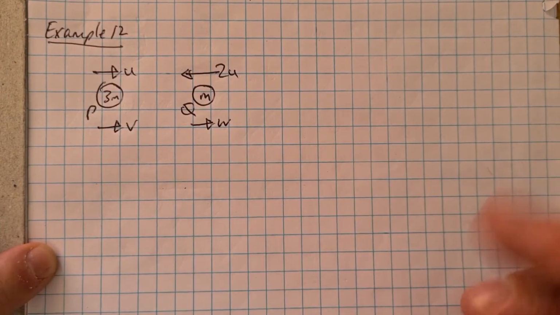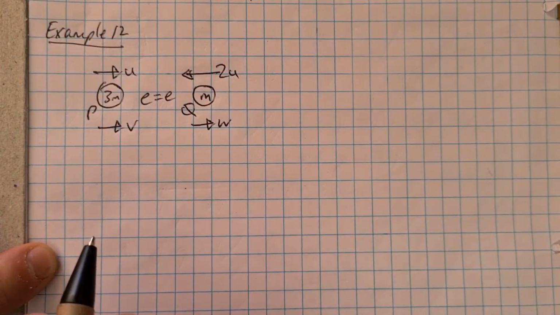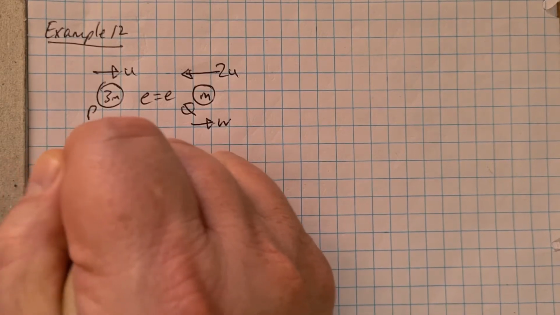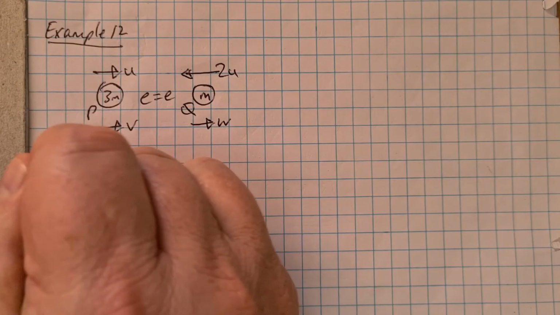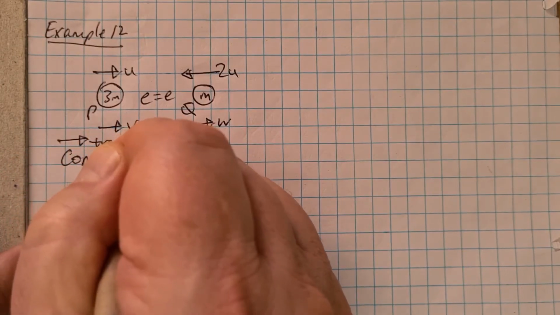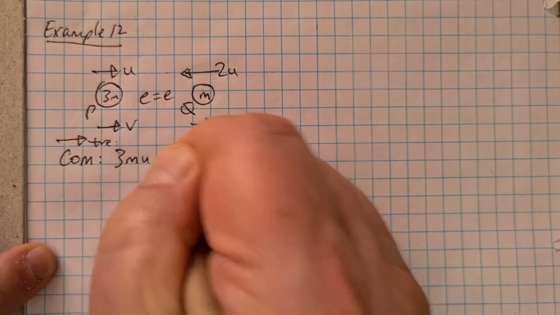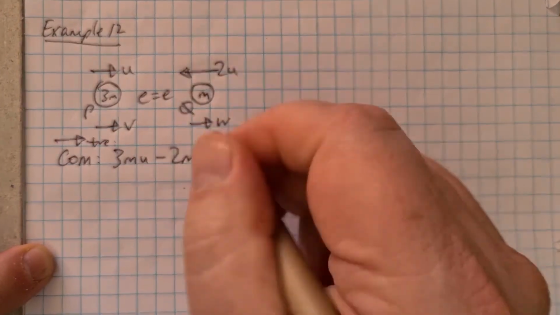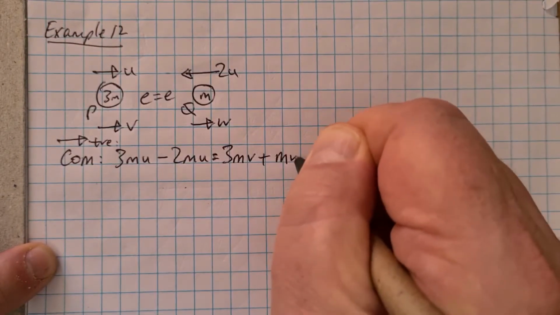So, same two questions again. We have the coefficient of restitution is actually e, and we're asked to find v and w in terms of u and e. So it's the same two equations. Conservation of momentum, first of all. Because we've got things in different directions, it's worth reminding ourselves which direction we're taking as positive. So we have 3mu minus 2mu, which is our momentum before the collision, is going to equal 3mv plus mw.